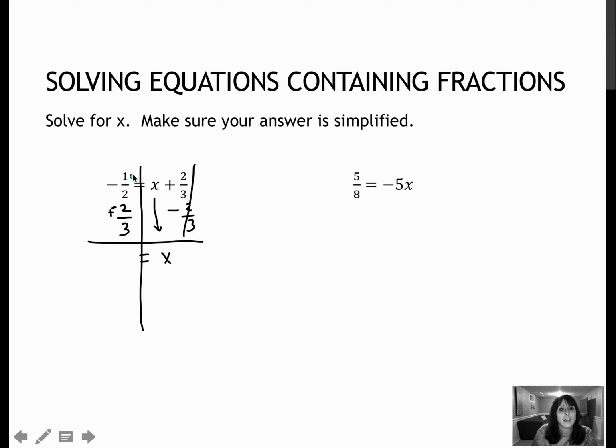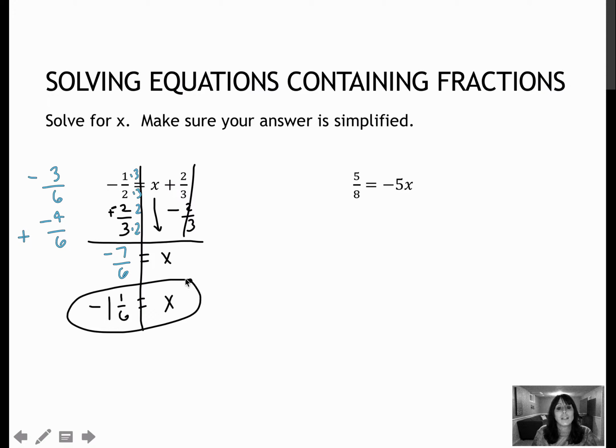So if I take this first fraction times 3, that gives me -3/6 plus, I'm going to take this fraction times 2, which gives me -4/6. And when I combine -3 with -4, I get -7/6. And typically, we're going to turn that into a mixed number. So 6 goes into 7 one time with 1 left over. So -1 and 1/6 would be my final answer.